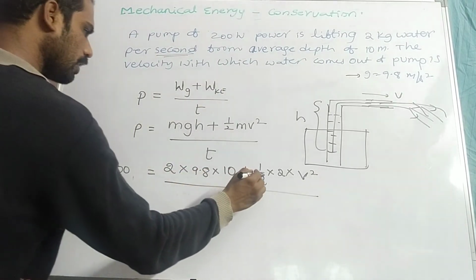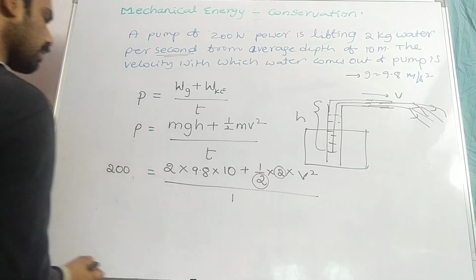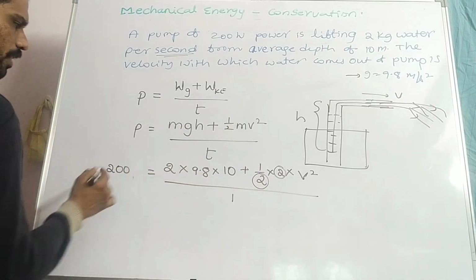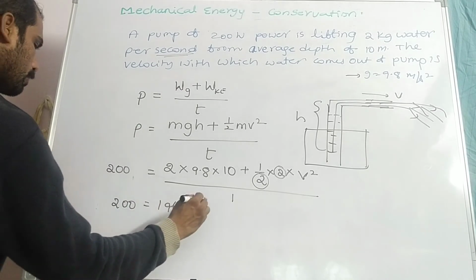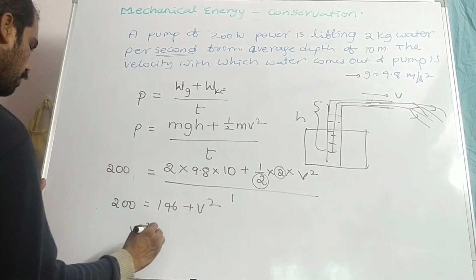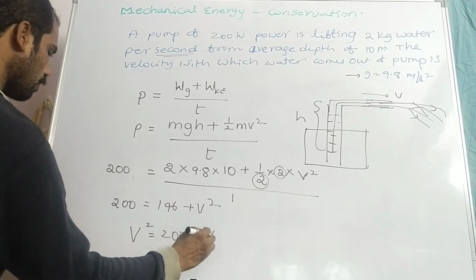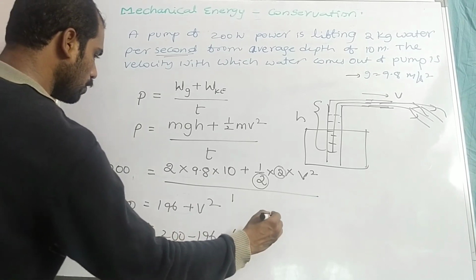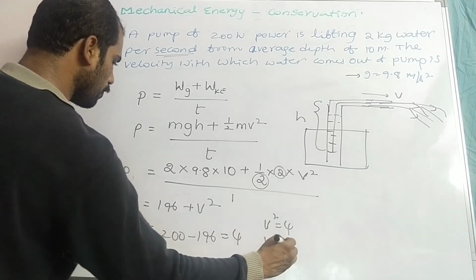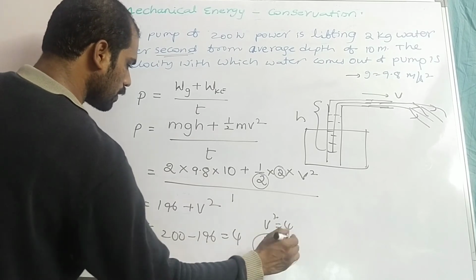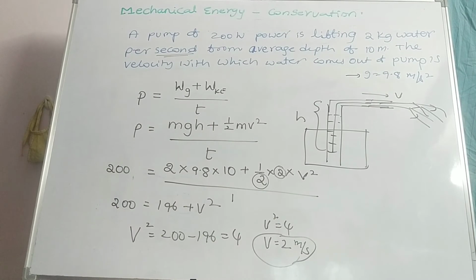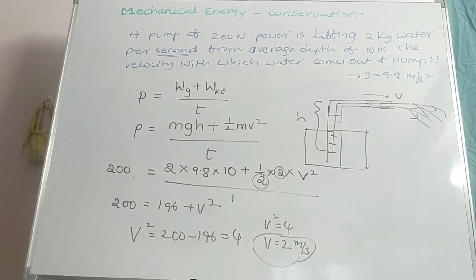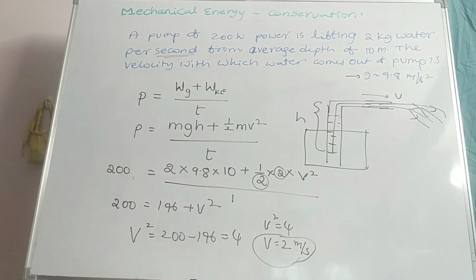Now here 2 gets cancelled. 98 into 2 is 196. 200 is equal to 196 plus v square. V square is equal to 200 minus 196, that is 4. So v square is equal to 4, v is equal to 2 meter per second. So water comes out with speed v equal to 2 meter per second.